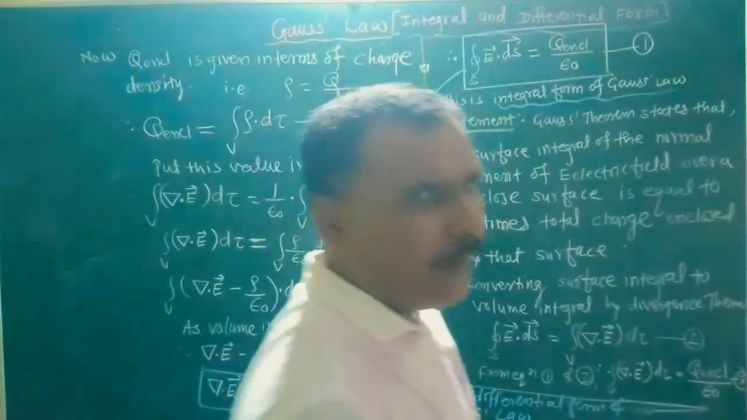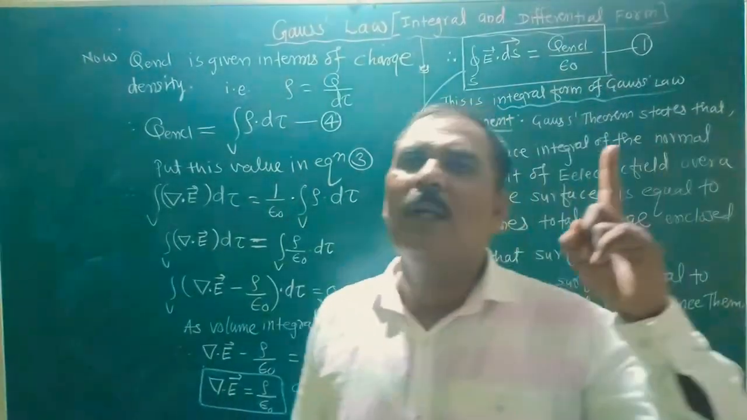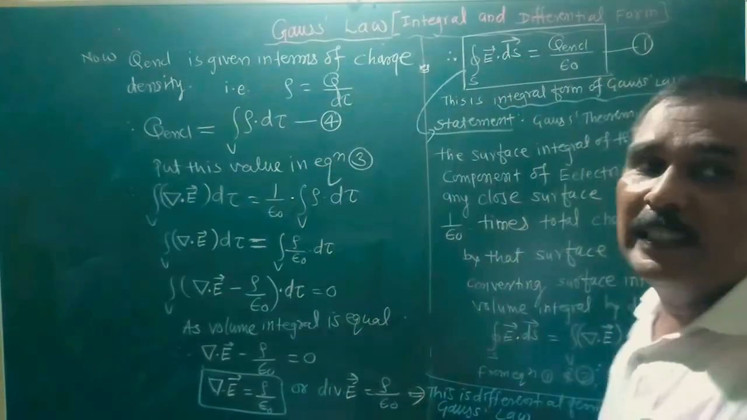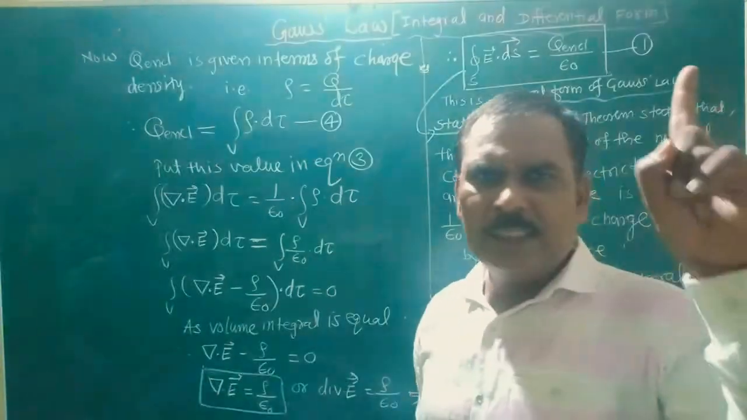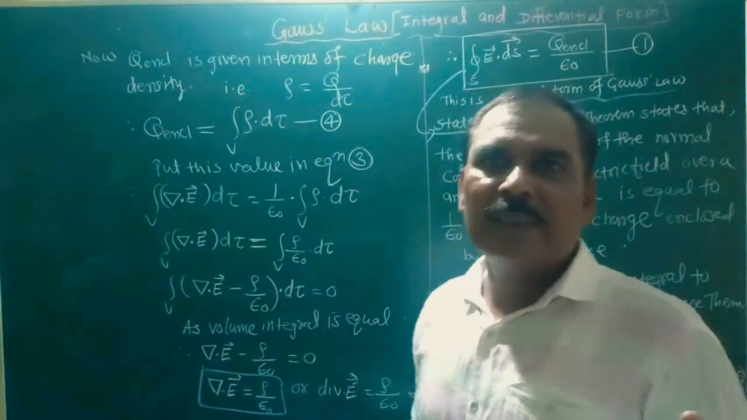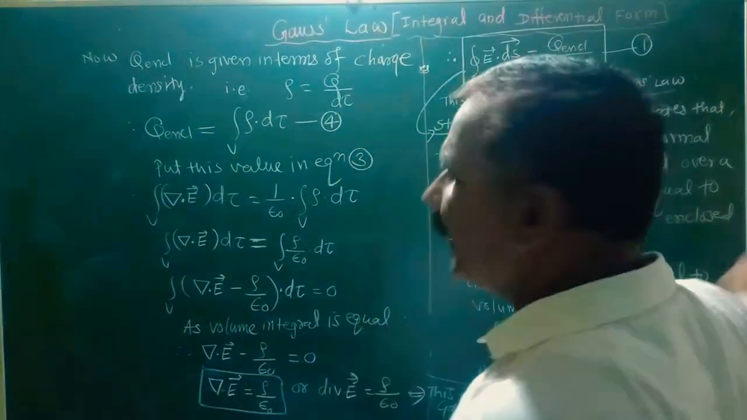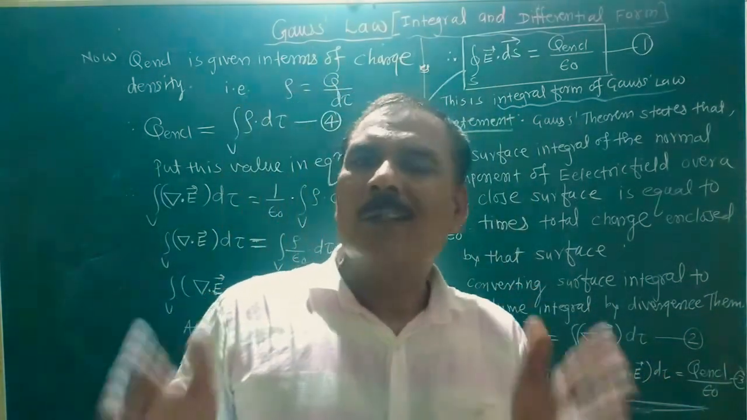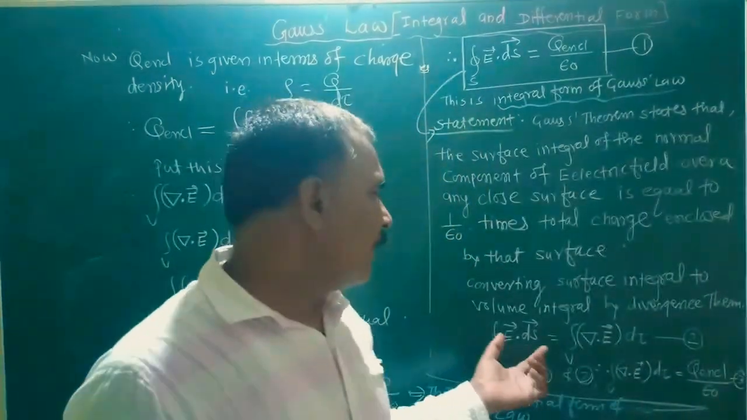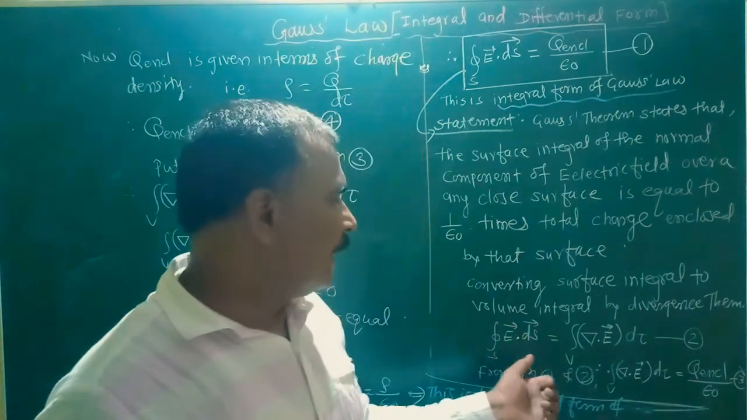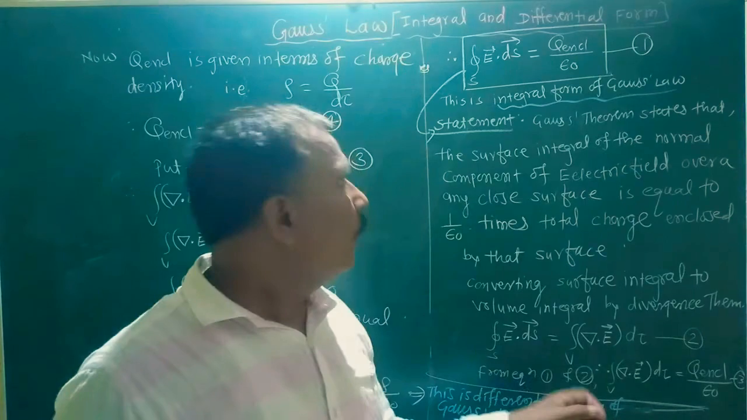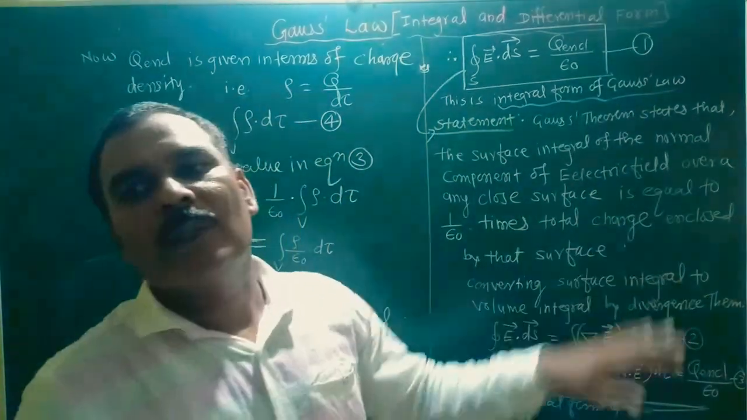Very simple. First of all, one step is: surface integration of E bar dot ds bar is equal to Q enclosed upon epsilon 0. This is one equation. And for the second equation, we convert this surface integration into volume integration. Which theorem do we use? Gauss divergence theorem. Surface integration is converted into volume integration, equation 2. From 1 and 2, the left hand sides are similar, so we equate the right hand sides.